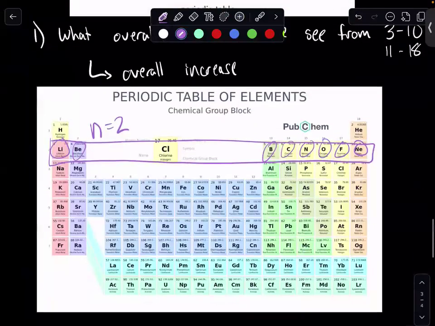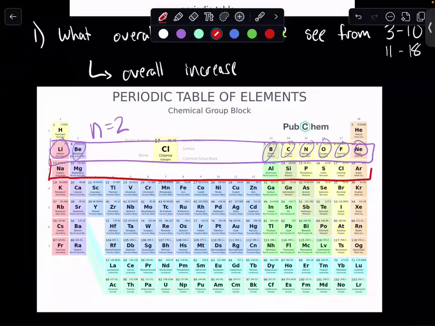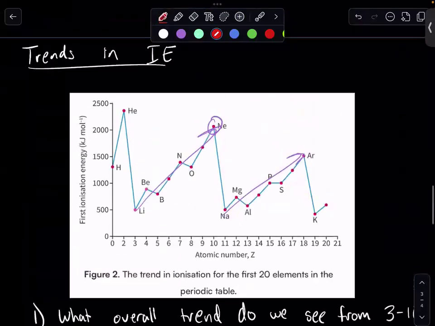We see that same trend as we look at elements in period 3. N equals 3, we notice that they are all on the same energy level once again, and we are adding protons, meaning our nuclear charge is increasing. And because our nuclear charge is increasing, the energy required to remove each electron gets higher and higher.